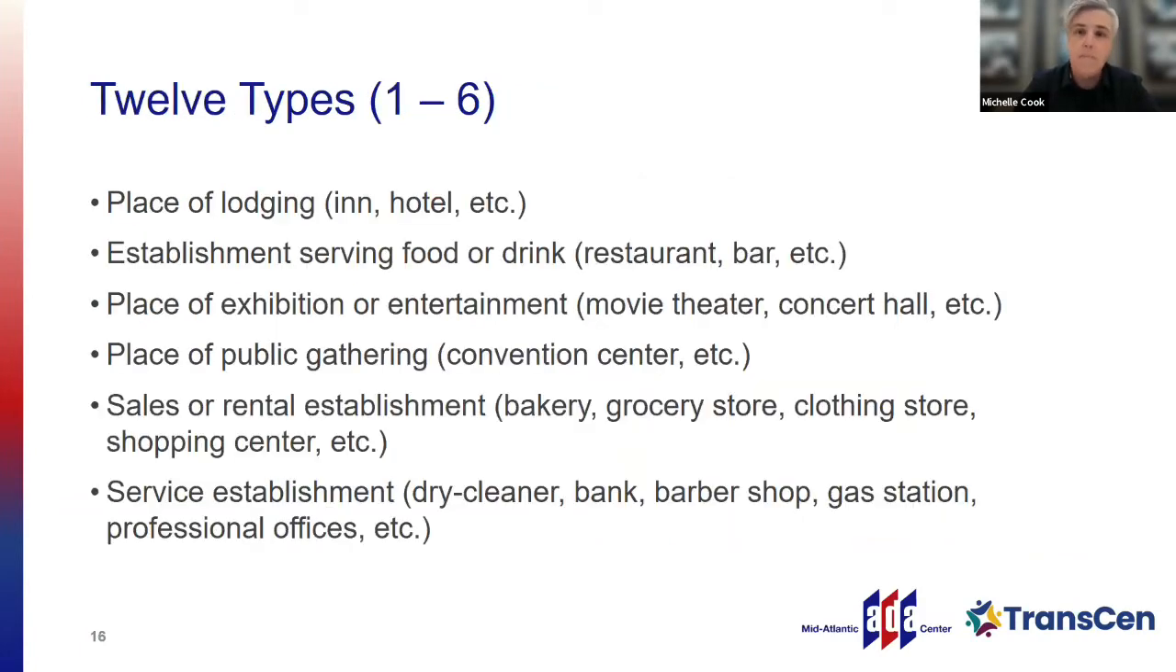Next slide, 16. The next two slides, slides 16 and 17, list out the types of places of public accommodation that are covered under the ADA. Those include places of lodging, inns and hotels; establishments serving food or drink, any restaurant, bar, bakery, cafe, places like that; places of exhibition or entertainment, like movie theaters, concert halls, and other performing arts venues; places of public gathering, like convention centers or other spaces that might host special events; sales or rental establishments, again, bakeries, grocery stores, clothing stores, shopping centers, other sales type businesses; service establishments as well, including dry cleaners, banks, barbershops, gas stations, professional offices, any place providing that public service. And next slide, slide 17.